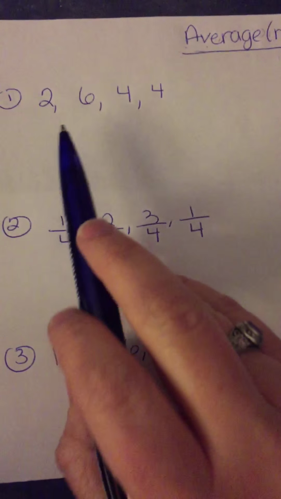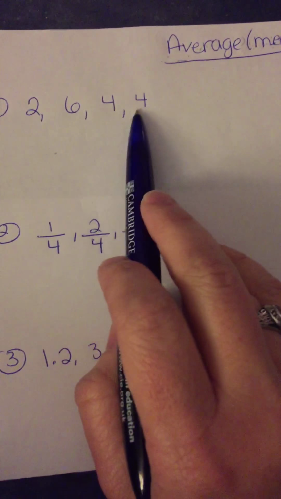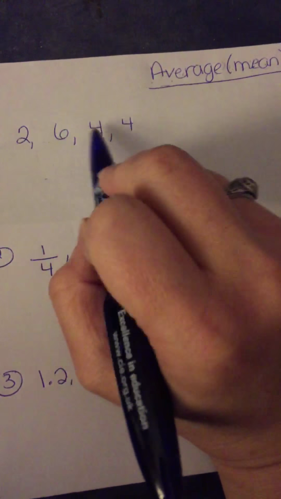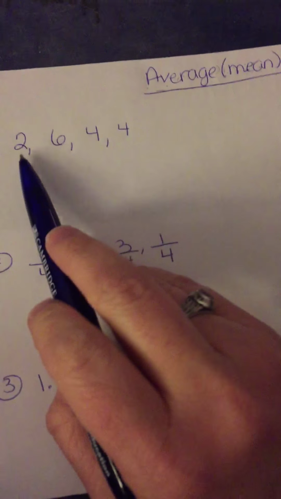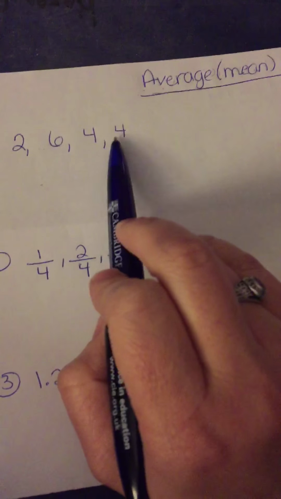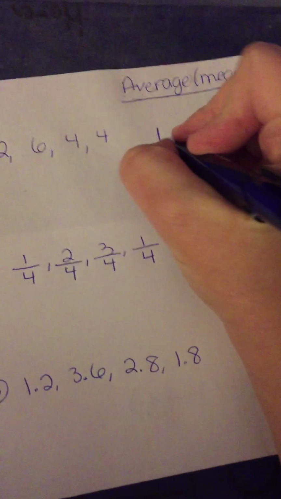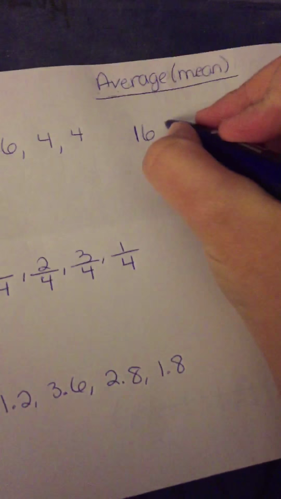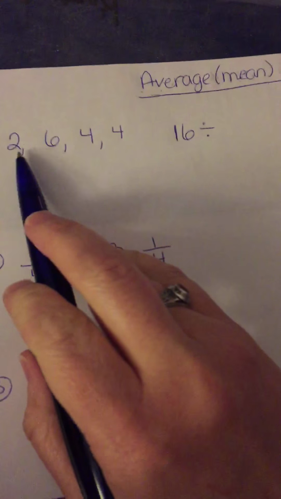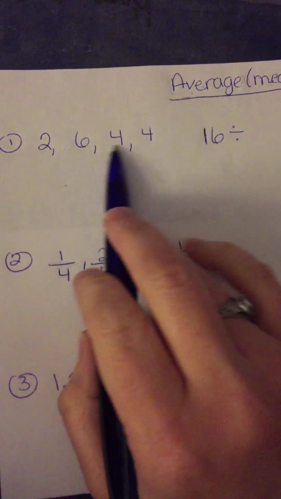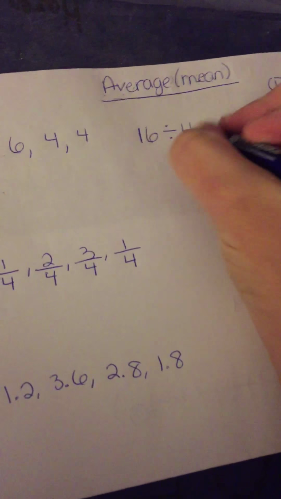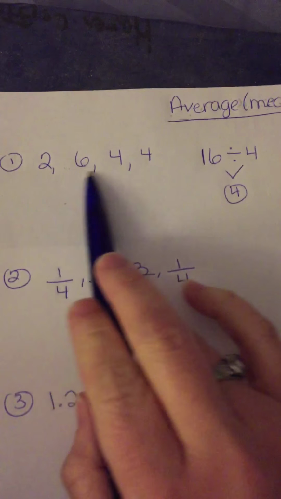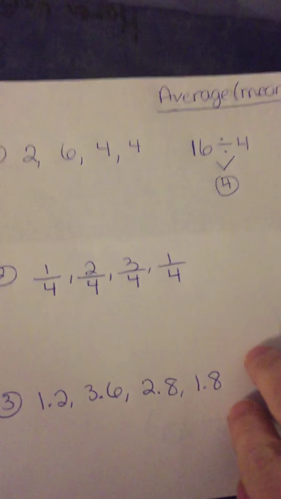The first example, our set of numbers is 2, 6, 4, and 4, and we want to find the average. So the first thing we're going to do is add these four numbers together. 2 plus 6 is 8, plus 4 is 12, plus 4 is 16. So we've taken care of step 1. Now we're going to take that 16 and divide it by the number of digits we added together. There were 4 numbers, so 16 divided by 4 is 4. So the average for this series of numbers is 4.